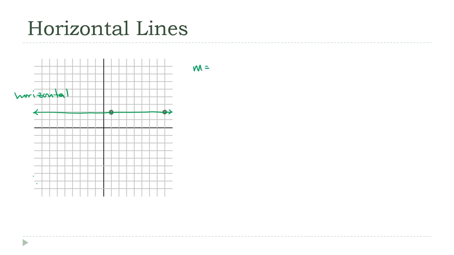Well, first, notice it goes through the points (1, 2) and (8, 2). And now I put those points into our slope equation. Remember, it's the difference of the y's, that's 2 minus 2, over the difference of the x's, that's 8 minus 1. Well, 2 minus 2, that's 0. 8 minus 1 is 7. And 0 over 7 is 0.